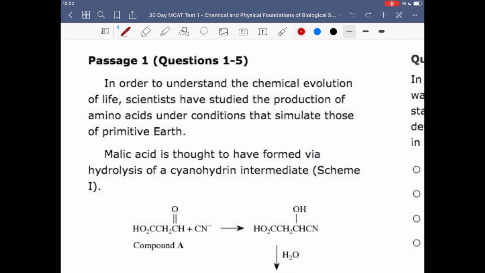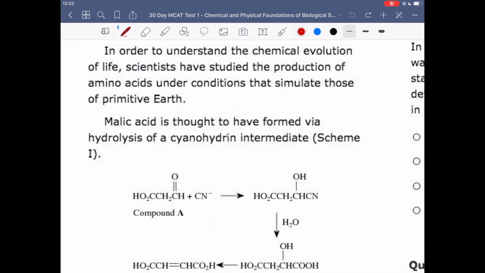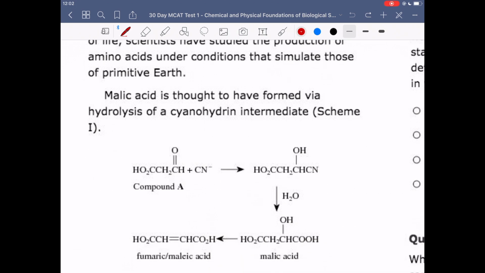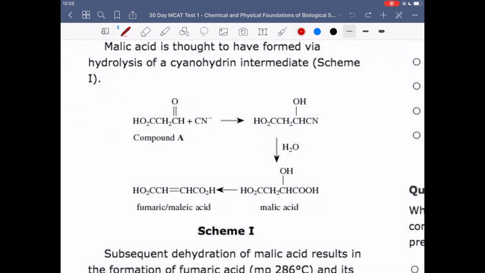So Passage 1 is saying, in order to understand the chemical evolution of life, scientists have studied the production of amino acids under conditions that simulate those of primitive Earth. Malic acid is thought to have formed via hydrolysis of a cyanohydrin intermediate, and the mechanism is shown in Scheme 1. So we have this aldehyde on the left reacting with cyanide, and then it gets attacked because cyanide acts as a nucleophile and attacks this electrophile, which is our aldehyde.